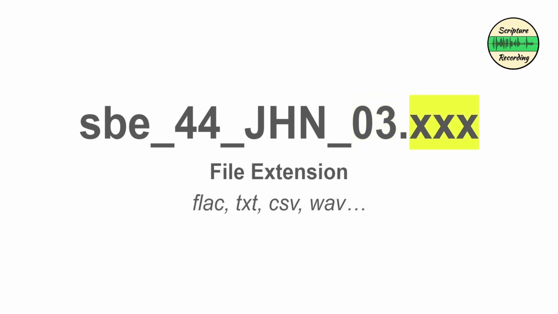And then the last part is the file extension. It could be a FLAC if it's audio, it could be a WAV, text, CSV, and so the extensions change. And so for audio for John 3, the audio would be a FLAC, but for the marker, it will look just like this, but the extension would be a TXT.